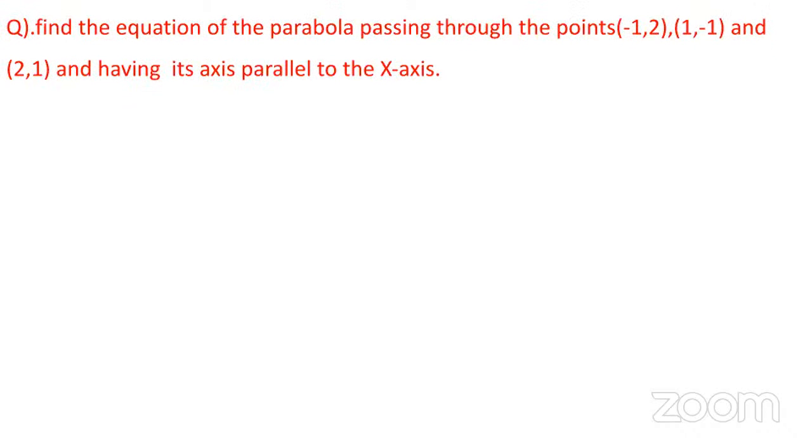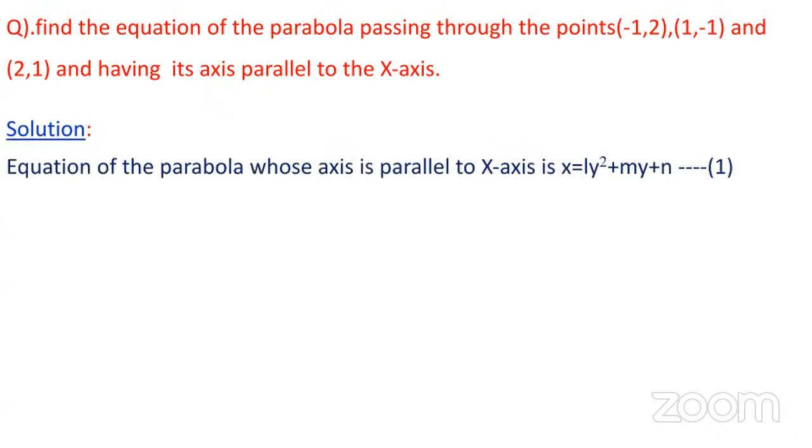Find the equation of the parabola passing through the points and having its axis parallel to x-axis. The given points are minus 1 comma 2, 1 comma minus 1, and 2 comma 1. So these 3 points lie on the parabola, which is parallel to x-axis. As discussed previously, that means x equals ly square plus my plus n. This is equation number 1.